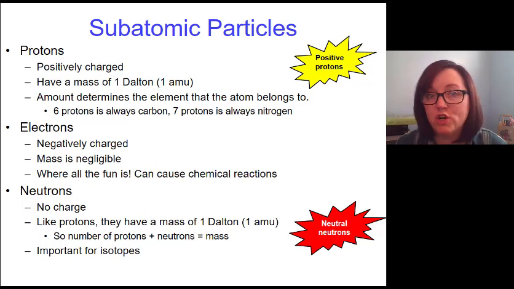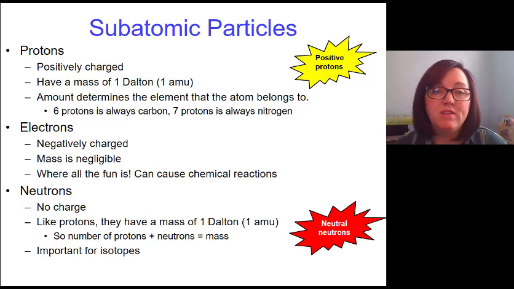Electrons are negatively charged particles, so they're kind of like the opposite of a proton. But unlike a proton, they have no weight to them, they have no mass. We say their mass is negligible. And electrons are really where all the fun is in an atom, because electrons are what allow atoms to interact with each other, forming larger structures. Like 2 hydrogen atoms and an oxygen atom can interact via their electrons to form water.